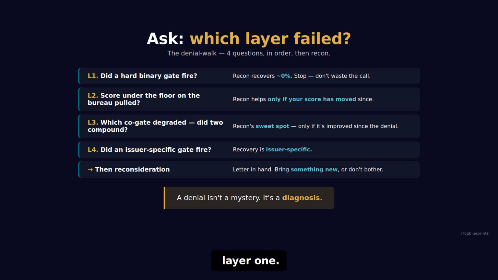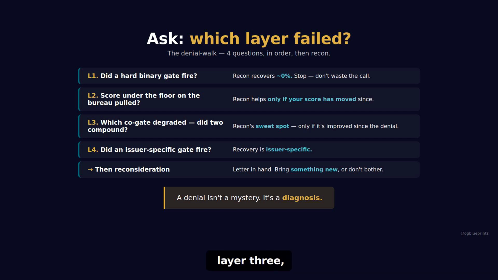1. Layer 1. Did a hard binary gate fire? 524, a recent serious late, a bankruptcy window, an ID mismatch? If yes, recon recovers basically 0. Stop. Don't waste a call. 2. Layer 2. Is your score under the floor on the bureau that actually pulled? Recon only helps here if your score has moved since the denial.